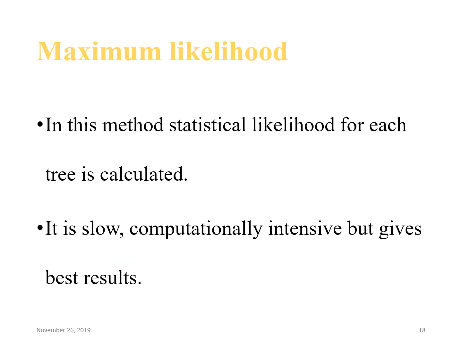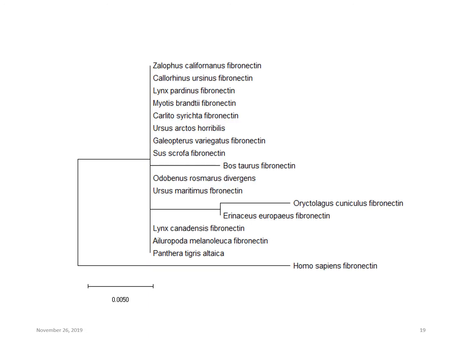Now coming towards our next method, which is maximum likelihood. In this method, we use statistical likelihood for each tree. We calculate statistical likelihood for each tree, but this method is computationally intensive and very slow, but it gives the best results. This is a tree that is made from the maximum likelihood method.